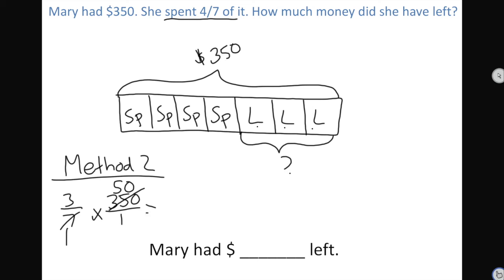Now I'm going to multiply my numerators. 3 times 50 is 150, and we were talking about dollars, and that is how much she has left over. I found 3/7 of the whole amount. I cross-canceled, I multiplied my numerators, and I got that $150 is left over.